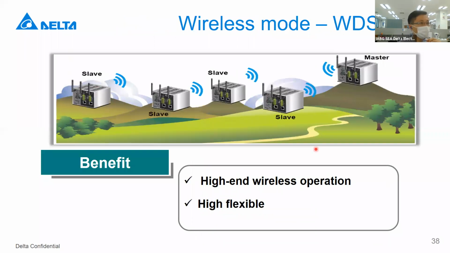Next one. This is a special working mode, the WDS mode. This one is a little professional. If you are familiar with networks, you might know this one. Basically, it is like a high-end wireless operation, highly flexible. You can see this one is more like MODBUS communication, master and slave. This one integrates both the repeater function and the client function.